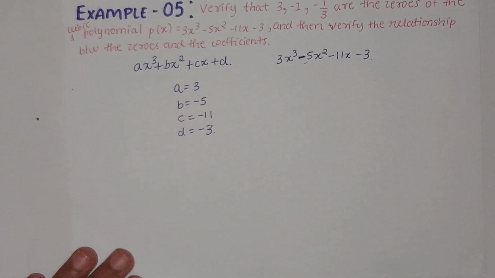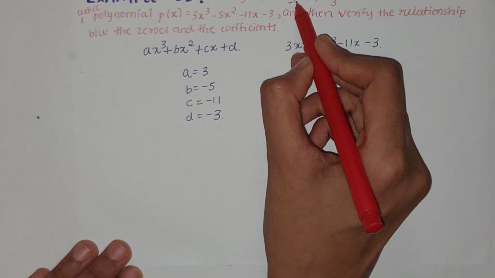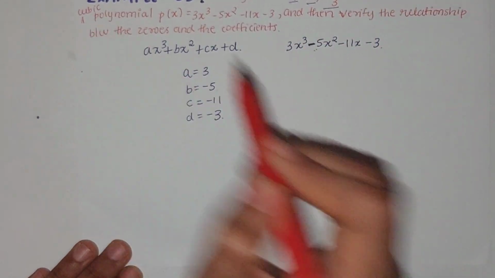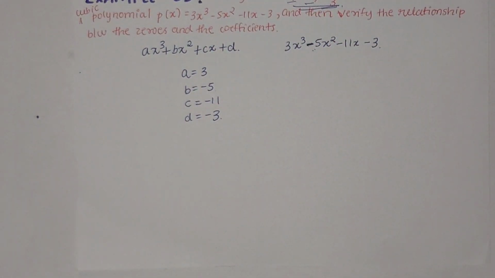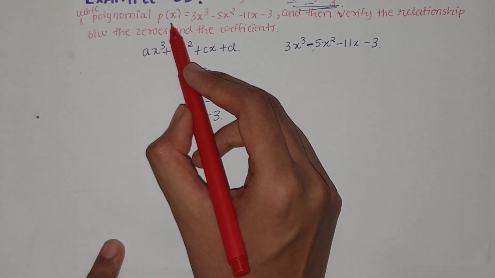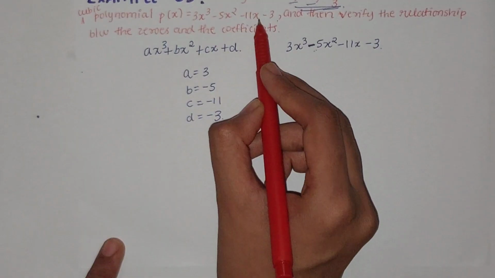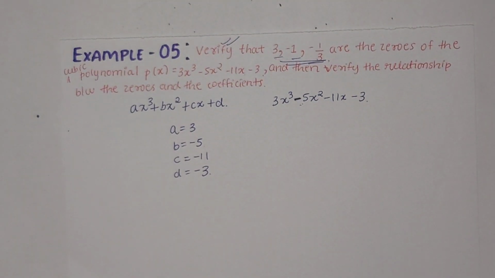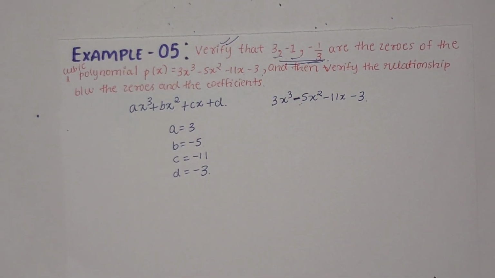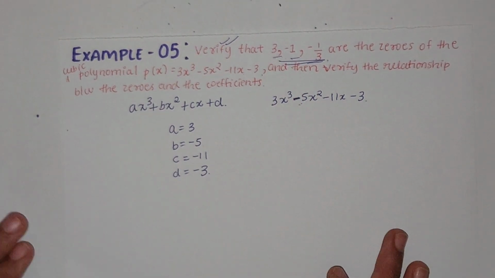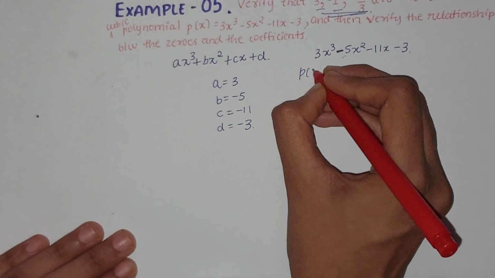Now what I should do is verify that 3, minus 1 by 3 are the zeros of the cubic polynomial. To verify that these are zeros of the polynomial, I had told you to put these zeros inside this and then solve. If this polynomial becomes equal to 0, it means that this is the zero of the polynomial. That is what we will do. Come, let's do it. So first, I'm going to put p of 3.